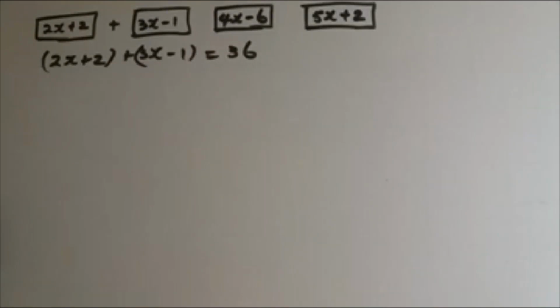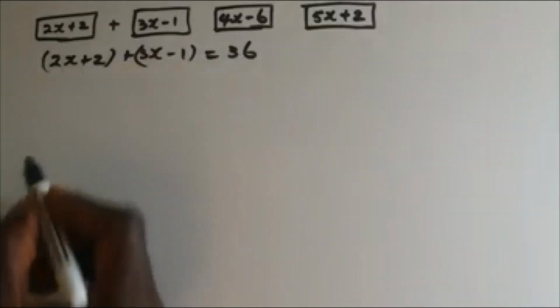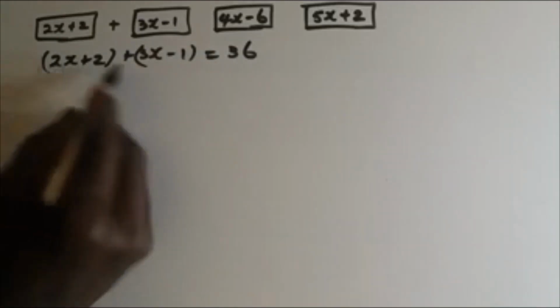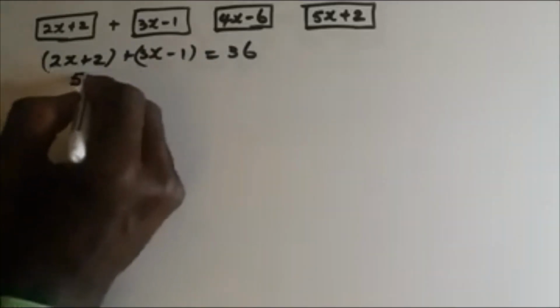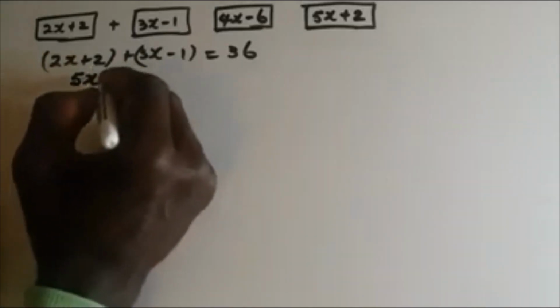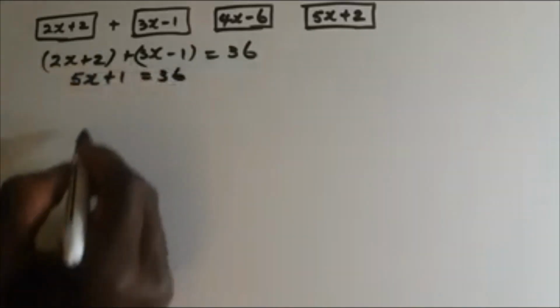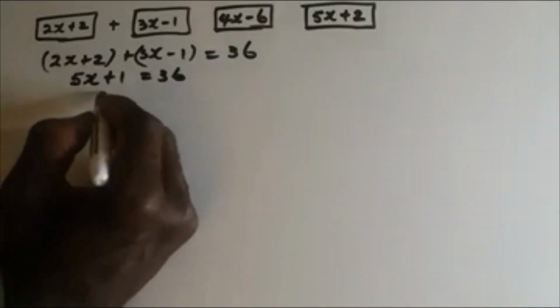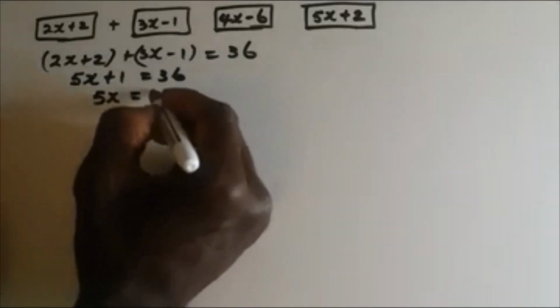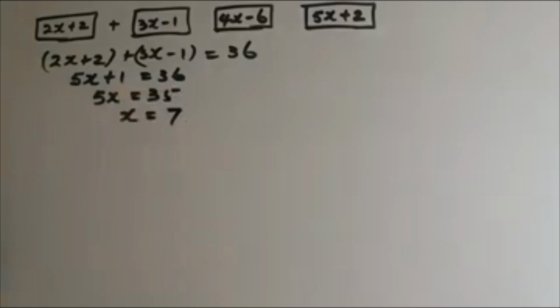Let's find out what x is equal to if we know that the sum of these two is equal to 36. That gives us, we have a 2x and a 3x, which is 5x. We have 2 minus 1, which is 1. That's equal to 36. So we know that 5x is equal to 35. So x must be equal to 7. So now we can go ahead and find out what these numbers are.